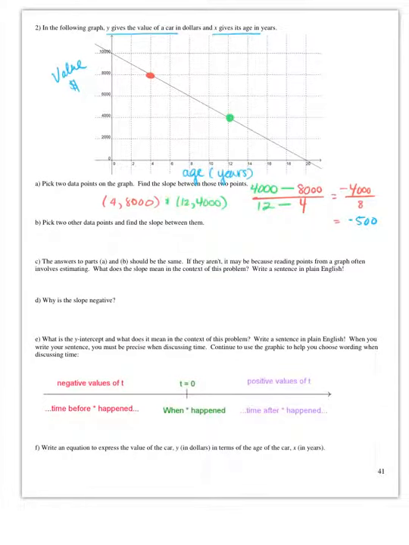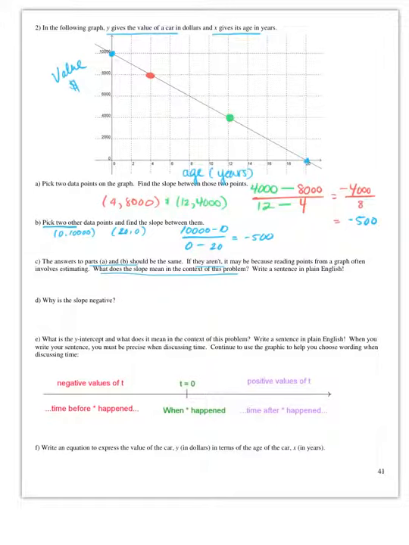Now, if we pick another 2 data points, we can expect that we're going to again see the same slope, but we're going to show that. So we're picking the point (0, 10,000), and the point (20, 0). We can use those to find the slope. So we get 10,000 minus 0 over 0 minus 20. And again, we will get a negative 500. They should be the same because a line has a constant slope.